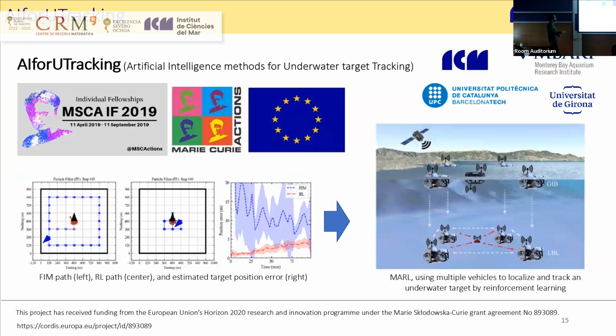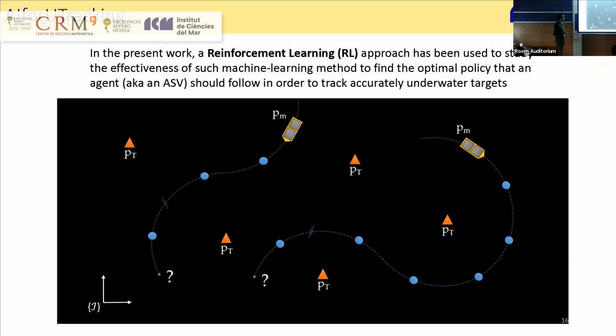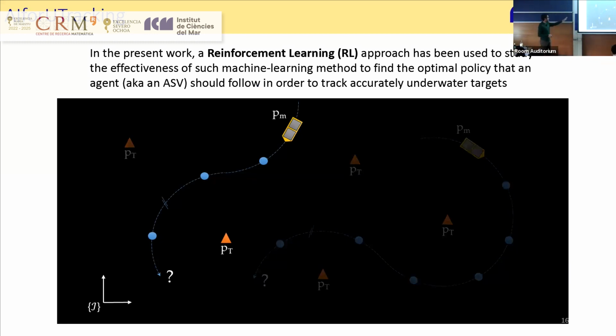And not only a single vehicle, but we can also try to optimize for multiple vehicles that need to collaborate together in order to track not only one target, but also multiple targets, which in reinforcement learning is called multi-agent reinforcement learning. But at the beginning, we started with a simple case where we have, again, one vehicle that moves around trying to localize an underwater target.